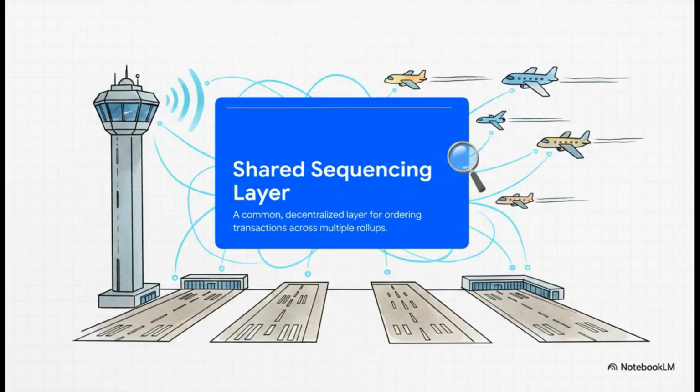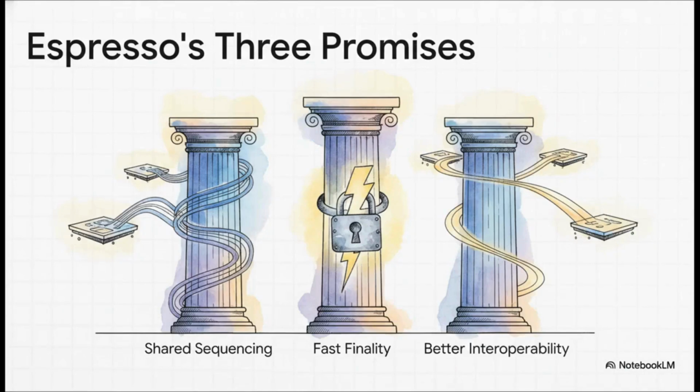At the very heart of Espresso is this really powerful idea, a shared sequencing layer. Now, the best way to think about this is like a universal air traffic control system for crypto. Right now, every single blockchain acts like its own little airport, managing all its own takeoffs and landings completely on its own. Espresso wants to be that one central tower that coordinates all of them, creating one smooth, unified flow of traffic for everyone.